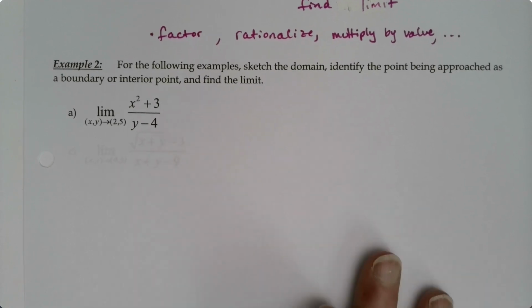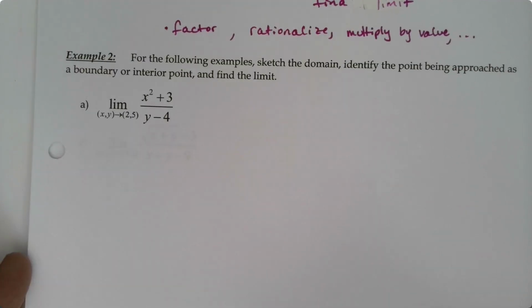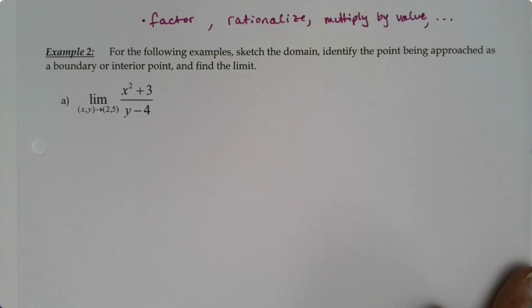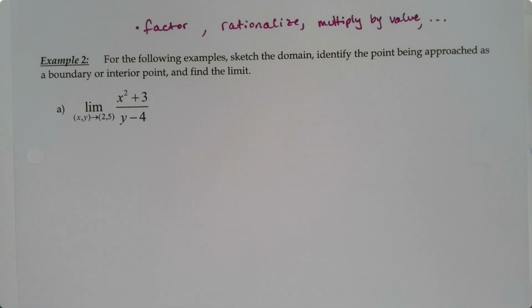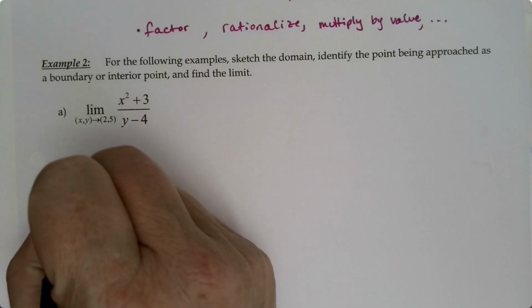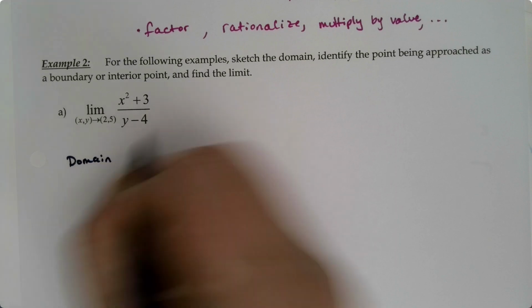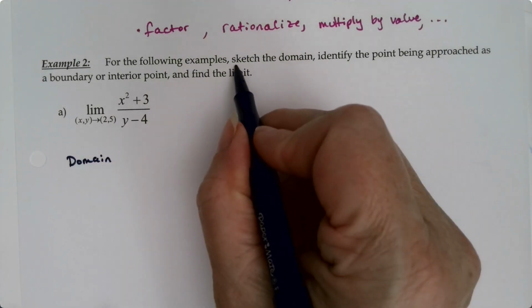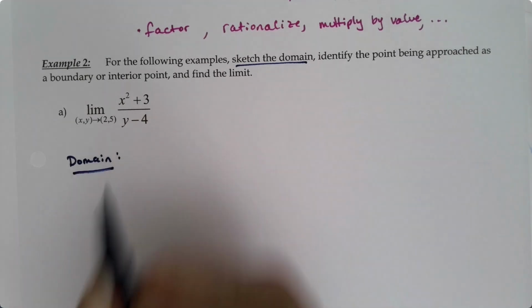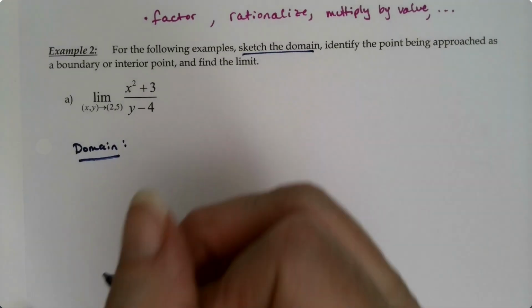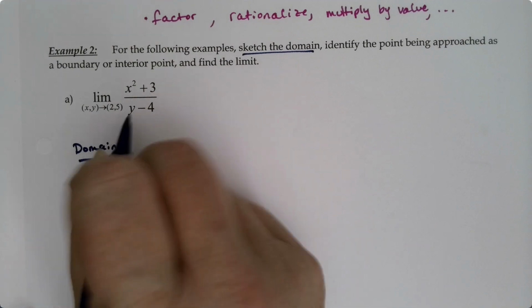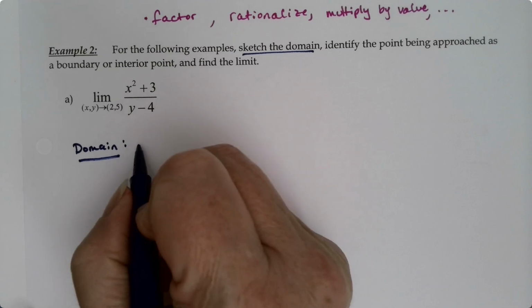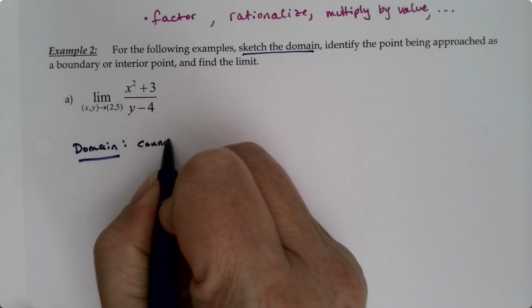All right, so let's do an example here. Now this example is going to be pretty easy. Part A is, that is, because this piece is going to be in the interior. But first we have to prove it. So let's start by finding the domain. So we need the domain, and it does say to sketch the domain right here. And we need it anyway because we need to know whether our value is an interior point or a boundary point.